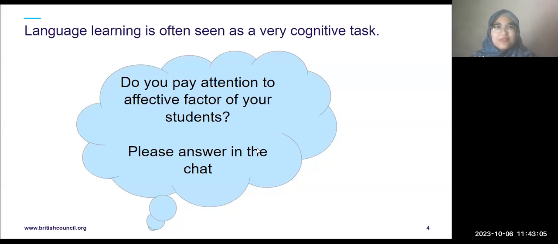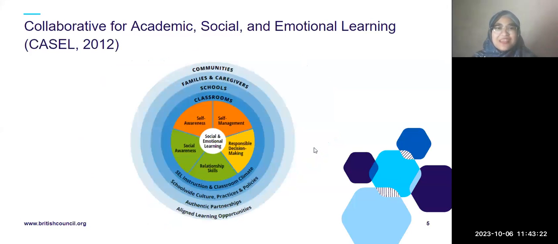So yeah, language learning is often seen as a very cognitive task, but actually language learning is also about attitude. You're going to see their attitude, their emotion, and how they can engage more in the class, isn't it?